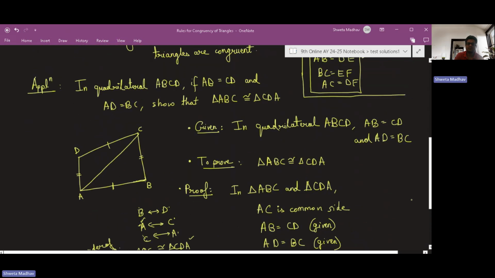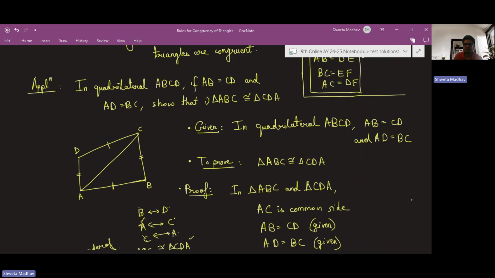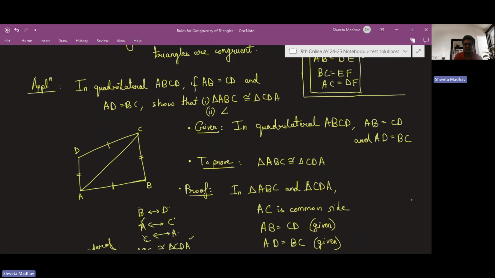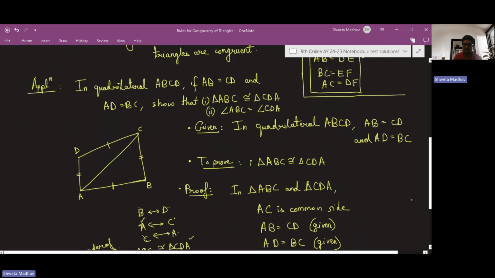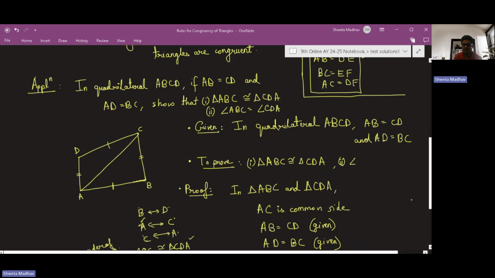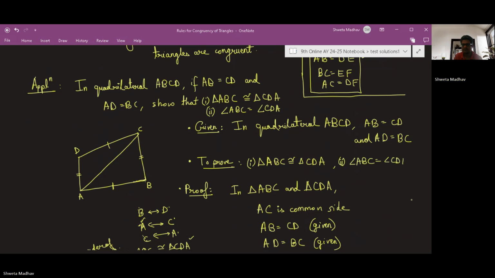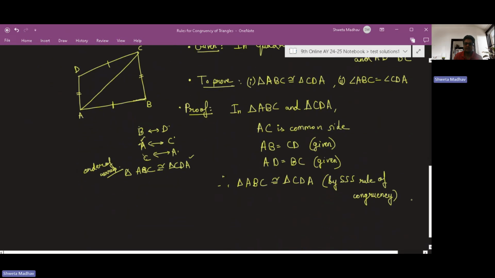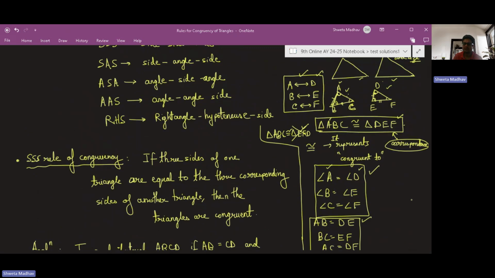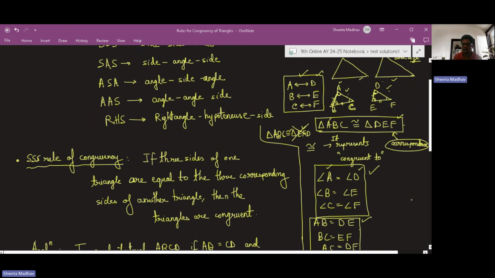Now here, suppose it was also being told to show, as the first part, that triangle ABC is congruent to triangle CDA, and as the second part, to prove that angle B, or angle ABC, is equal to angle CDA. Then that also we can show. We would write in the proof: first part, triangle ABC is congruent to triangle CDA, and second part, angle ABC will be equal to angle CDA. Since, as I told, when we can show that any two triangles are congruent, then we can say that all the corresponding sides will be equal and all their corresponding angles also will be equal.